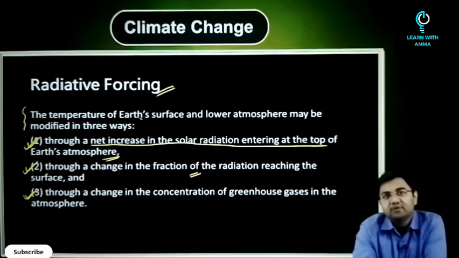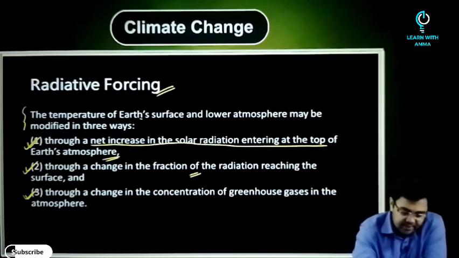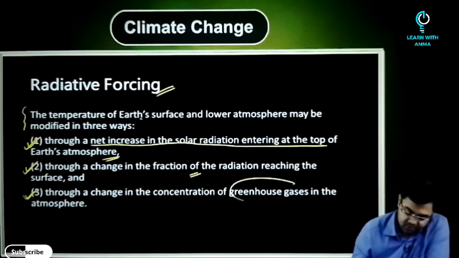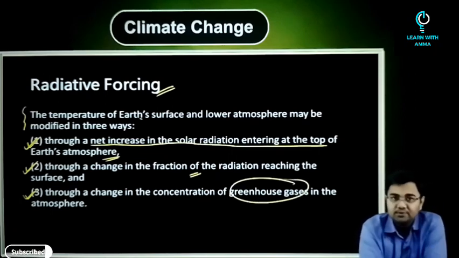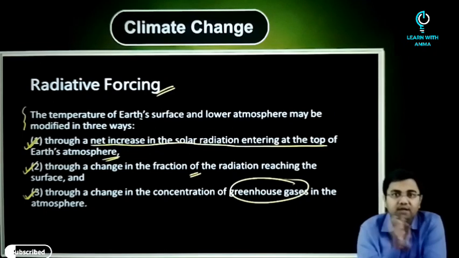The third way in which the amount of heat can be increased is by increasing the concentration of greenhouse gases, or increasing the amount of greenhouse gases in the atmosphere. Because greenhouse gases are trapping the heat, you increase the amount of greenhouse gases, more heat will be trapped.